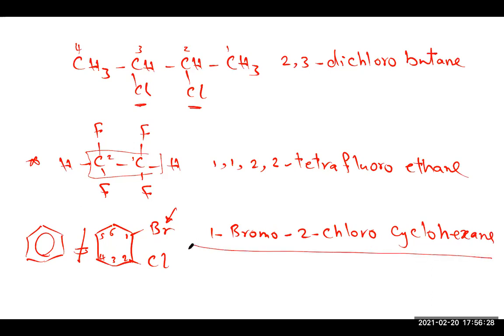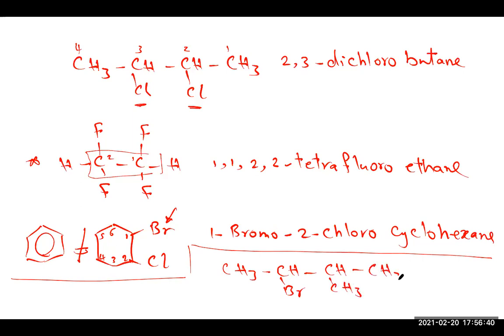Let's take another one. Okay, how to name this one? Do I start the number from right or from left? Right or left? It's according to left, right? Because the bromo should take the lowest number. So it will be 1, 2, 3, 4. So it will be 2-bromo-3-methyl, and the name of the chain, 4, so it will be butane.